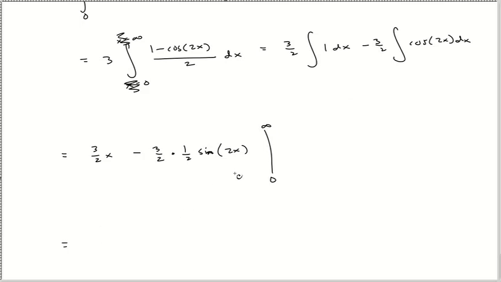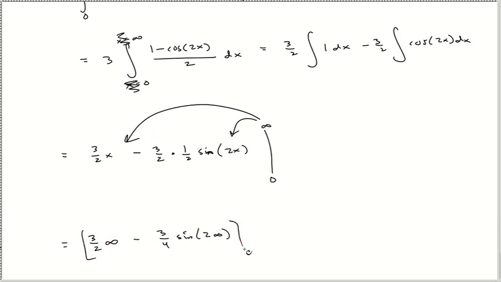I'm going to go ahead and plug in these values. So plugging in the infinity here, we got 3 halves times infinity, and I got 3/4 sine of 2 times infinity. And I'm going to plug in the 0. So we get 3 halves times the 0, 3/4 sine of 0.